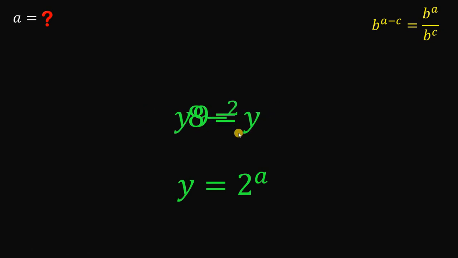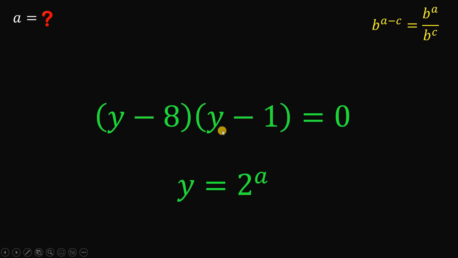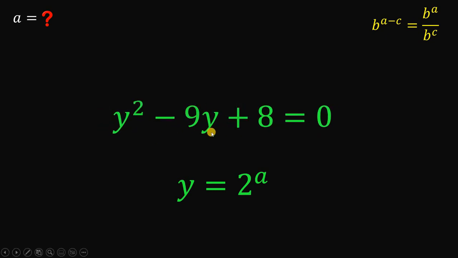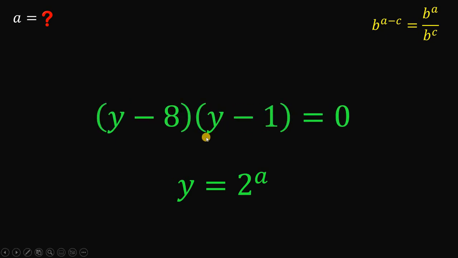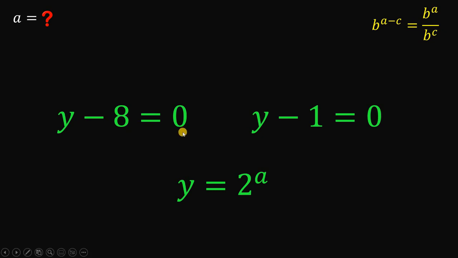From here, let's rearrange some terms a little bit. So, we have y squared minus 9y plus 8 equals 0. Now, y squared minus 9y plus 8 can be factored as follows. We have y minus 8 multiplied by y minus 1. Take note that when we multiply these two factors, this will bring back y squared minus 9y plus 8. Now, since the product is equal to 0, it follows that at least one of the factors must be equal to 0. So we can say that y minus 8 equals 0 or y minus 1 equals 0.